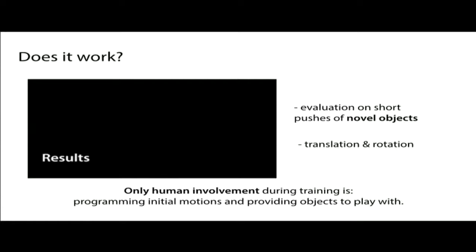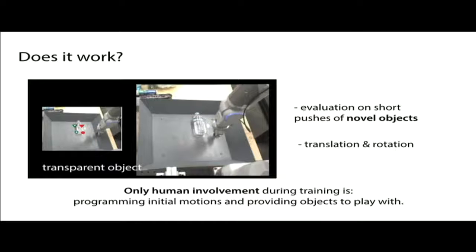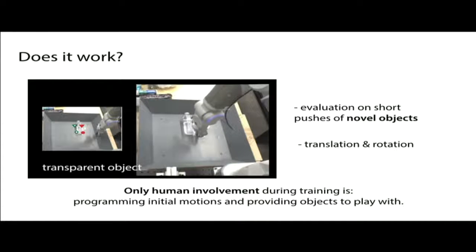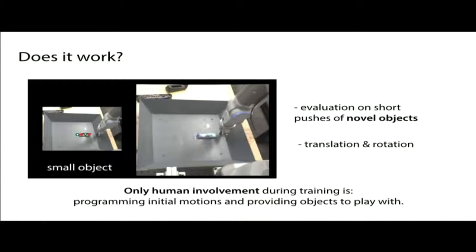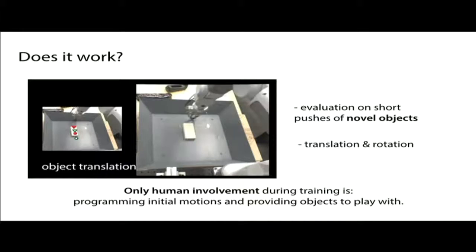So does this work when you try to evaluate on objects? The method was evaluated on short pushes of novel objects, so objects that weren't seen in the training set, for both translations and rotations. The key thing to note here is that the only human involvement during training was programming the initial actions for collecting the data set, as well as providing objects for the robots to push around. There wasn't any reward function specified other than clicking on the pixels. So it was completely self-supervised.